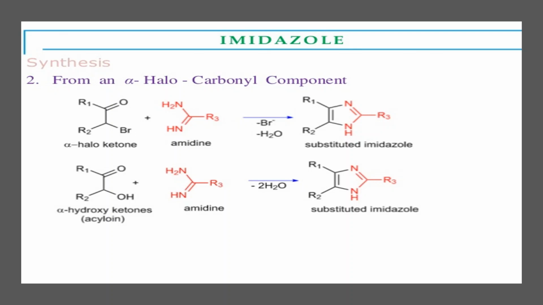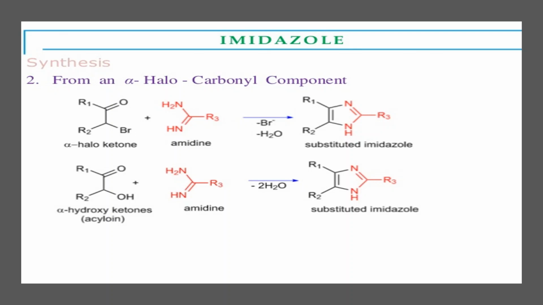So when it condenses with an alpha haloketone or an alpha hydroxy ketone, you get your corresponding imidazole. There should be one carbon in between the two nitrogens in case of imidazole, whereas in case of pyrazole, you have the two nitrogens adjacent to each other. This is how you have to remember the two syntheses. There is one carbon in between the two nitrogens. That is the second method.